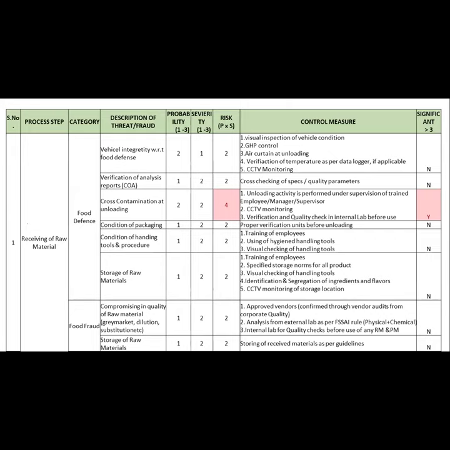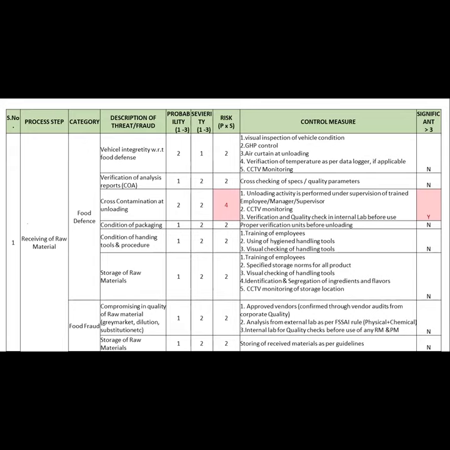For example, we have received a raw material. What is the food defense? Food defense may be the vehicle integrity of the product. The vehicle may be tampered, the seal may be broken, and it may be accessible. But what are the probability and severity? Risk is decided by a number, which is probability multiplied by severity. If the risk is higher, then there should be a monitoring plan.